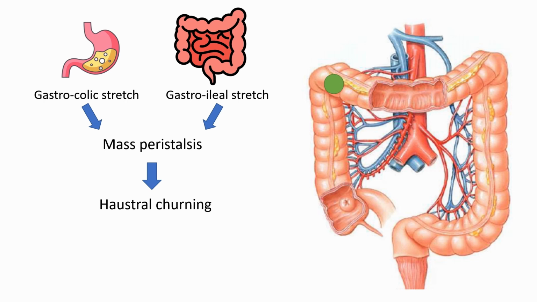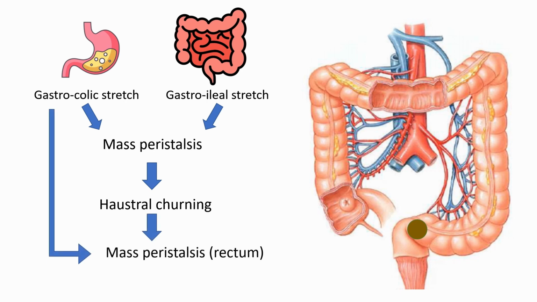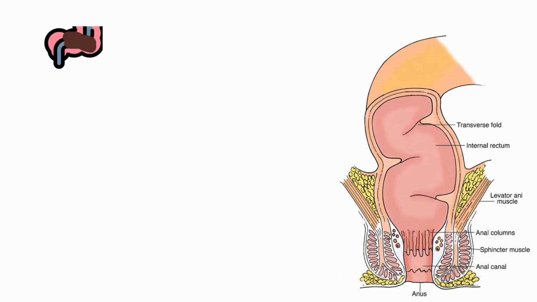The goal is to send the contents from the right side of the colon through the various haustral segments for churning, where water and electrolytes get reabsorbed. These strong waves of contraction send the chyme from the right colon to the left. Here, stretches in the sigmoid colon and rectum, combined with the gastrocolic reflex, cause mass peristalsis of the rectum, which triggers the defecation reflex. The defecation reflex starts with the distension of the rectum.